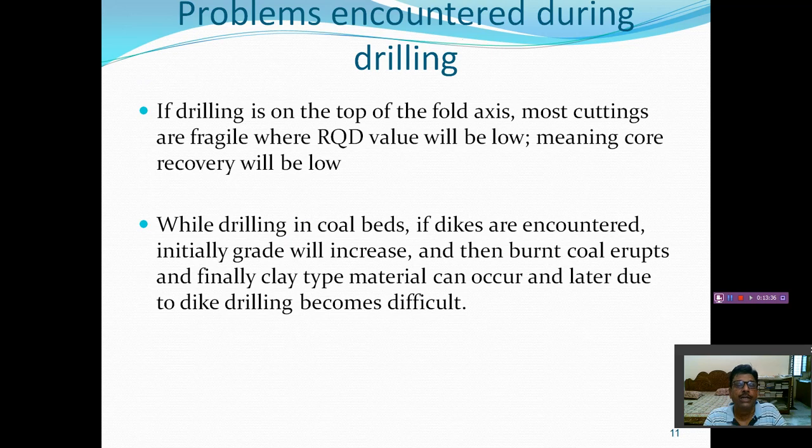Now let us come to drilling. Until now you searched for the material on the surface and found that the material is not seen, and you found different reasons. If drilling is done in a fold axis, the indications are the material will be soft or fragile, or the RQD value will be low. I explained RQD to you, please see that video.